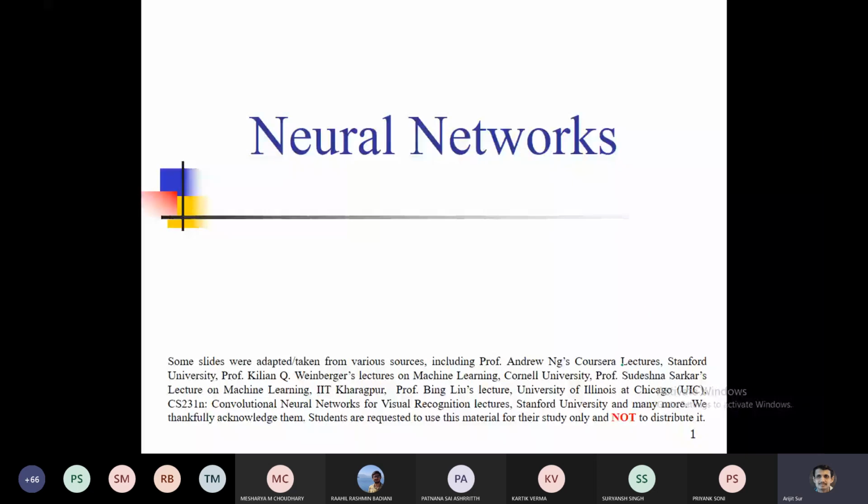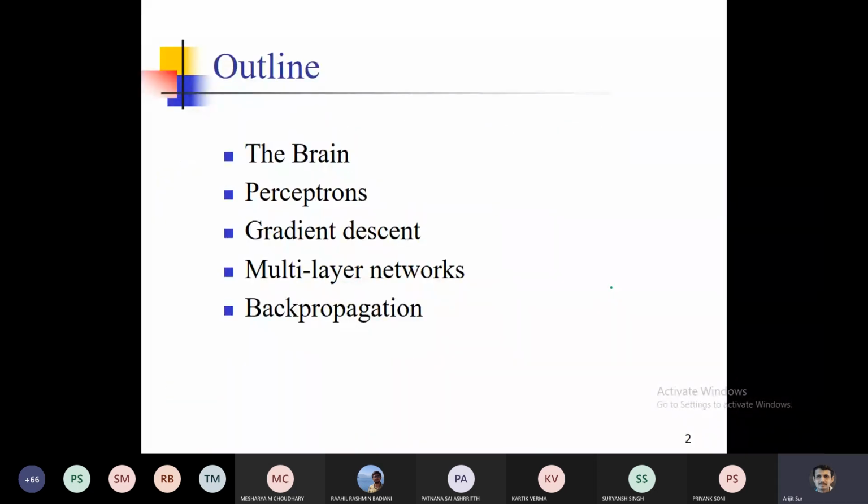So today we'll start neural net. The basic outline of today's talk is, first we try to understand what is the analogy of neural net with the human nervous system, or kind of human brain. Then we'll see what we mean by perceptron. There are two things we try to understand: single-layer perceptron and multi-layer perceptron.